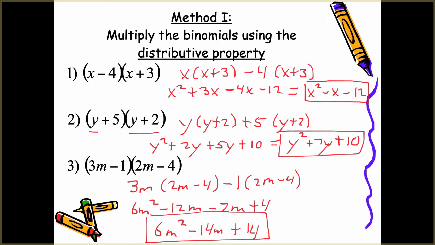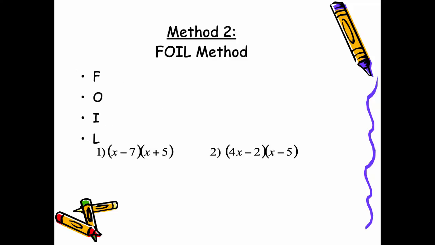You notice that all of these, when we multiply a binomial by a binomial, turned into quadratic trinomials. It does not always happen that way, but these ones, they did. All right, that is one way to do it, the distributive property method.